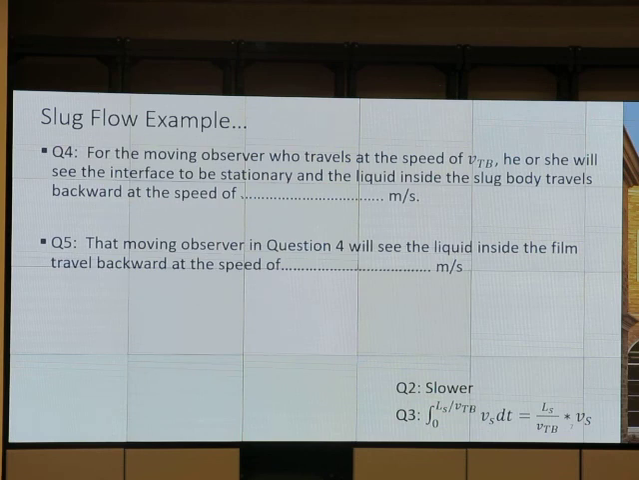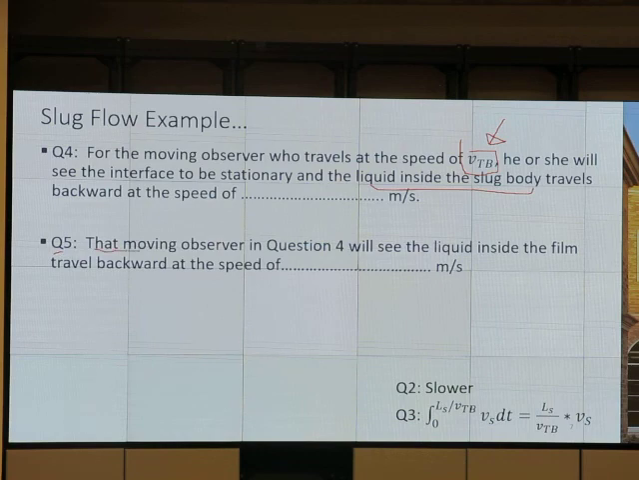Okay. So the moving observer, moving at VTB, will see the liquid inside the slug body travel at the speed of VTB minus Vm, or VTB minus VLS, because the liquid inside the slug body travels at the speed of VLS. But the moving observer observes just the relative velocity, which is VTB minus VLS. Okay?